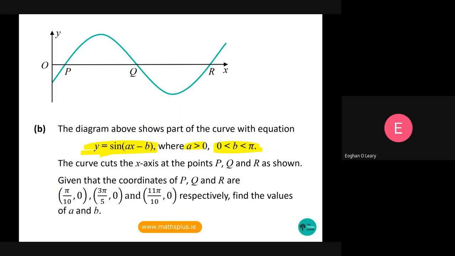Okay. Part B, the diagram shows a part of the curve with equation y is equal to sine of ax minus b, where a is greater than 0 and b is between 0 and pi. Okay, so again, you're still talking about radians here. The curve cuts the x-axis at the points P, Q, and R as shown. So we have pi over 10 comma 0, so that's going to be P, 3 pi over 5 comma 0, 11 pi over 5 comma 0. Those are my 3 points respectively. Find the values of a and b.